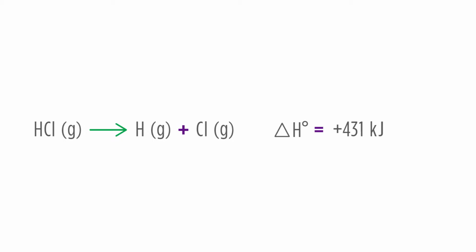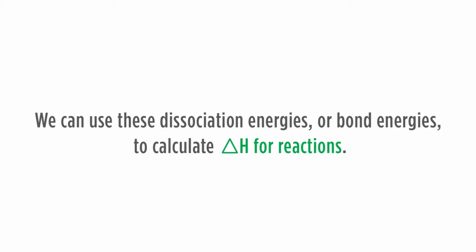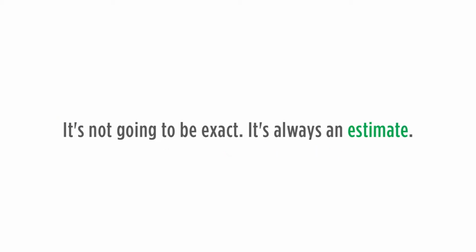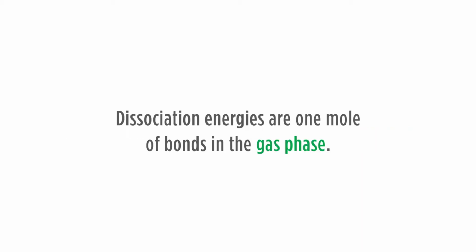We can also express this, instead of delta H, as DH bond Cl, indicating that we're going to dissociate a hydrogen-chlorine bond. We can use these dissociation energies, or bond energies, to calculate delta H for reactions. It's not going to be exact. It's always an estimate. The reason is that dissociation energies are for 1 mole of bonds in the gas phase.